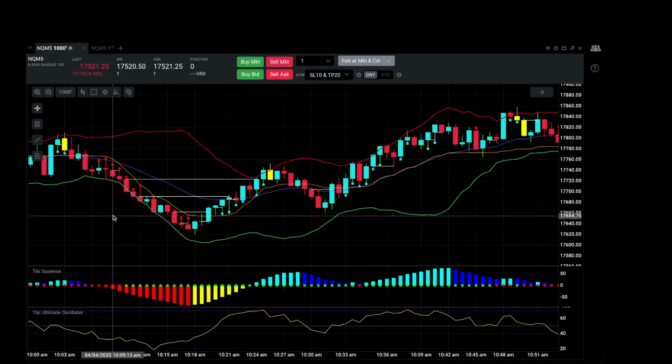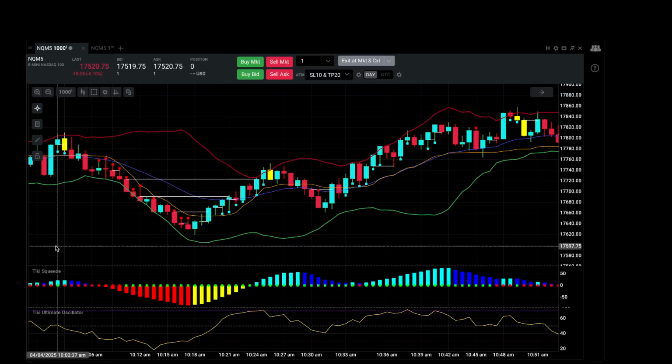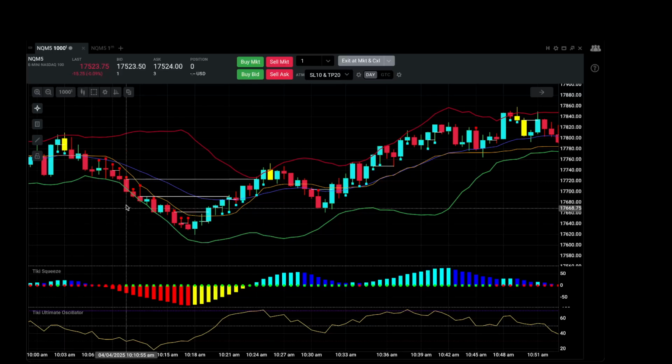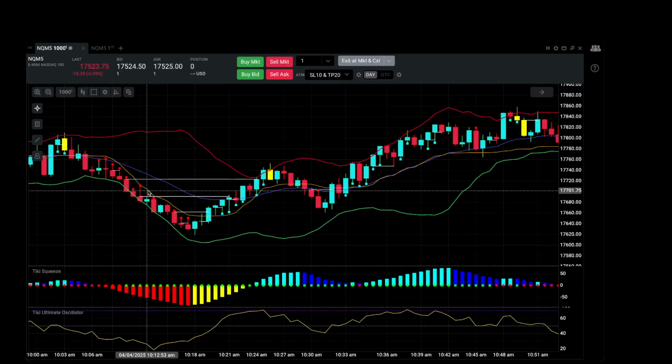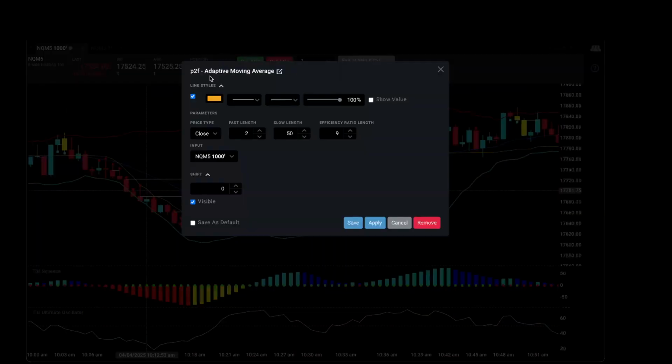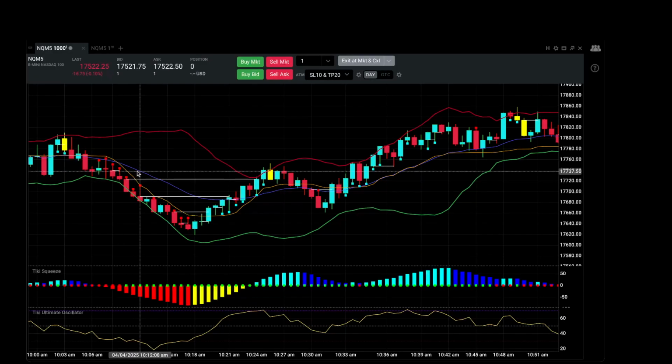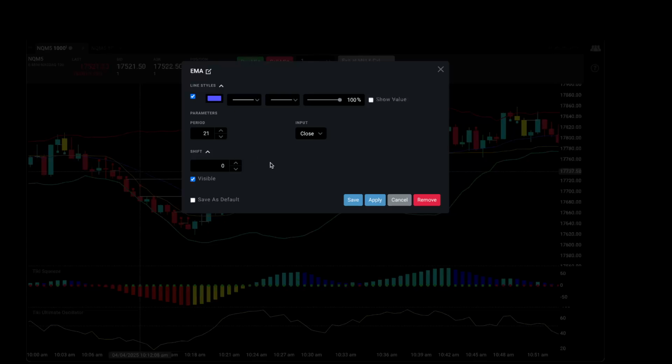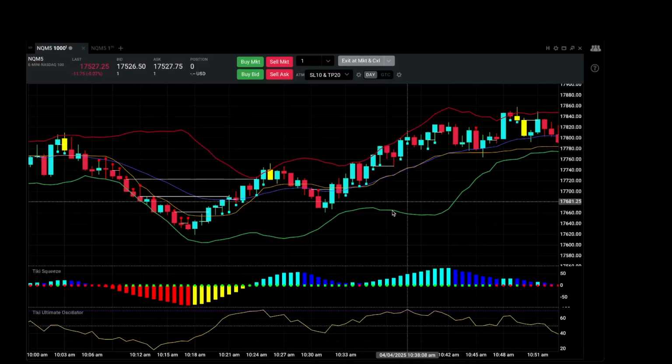Something to look for when you're trading is the moving averages. On my chart here, I've got two. I've got this one, which is the COMMA, the Pay to Fade Adaptive Moving Average with 250 and 9 for the settings. And I also have this blue one right here, which is the EMA 21. So let's take a look at those.